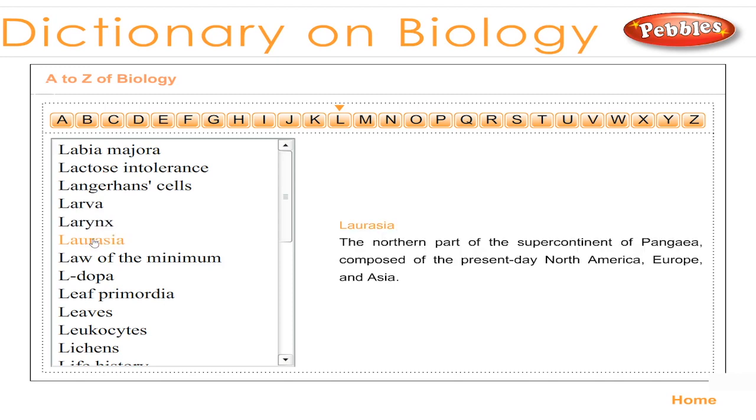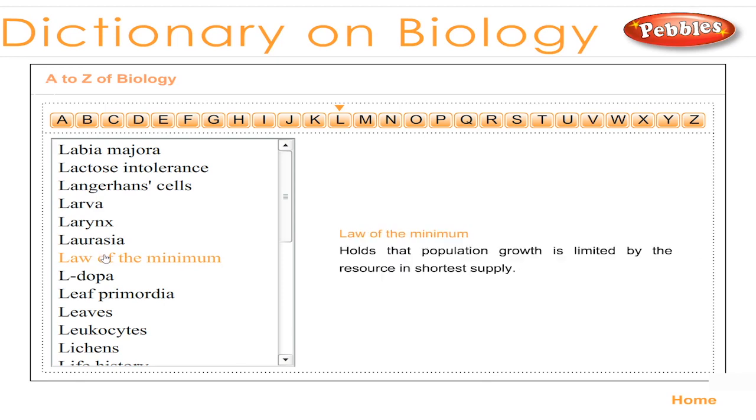Laurasia, the northern part of the supercontinent of Pangaea, composed of the present-day North America, Europe and Asia. Law of the minimum holds that population growth is limited by the resources in shortest supply. L-DOPA, a chemical related to dopamine that is used in the treatment of Parkinson's disease. Leaf primordia, young leaves recently formed by the shoot apical meristem located at the tip of the shoot.